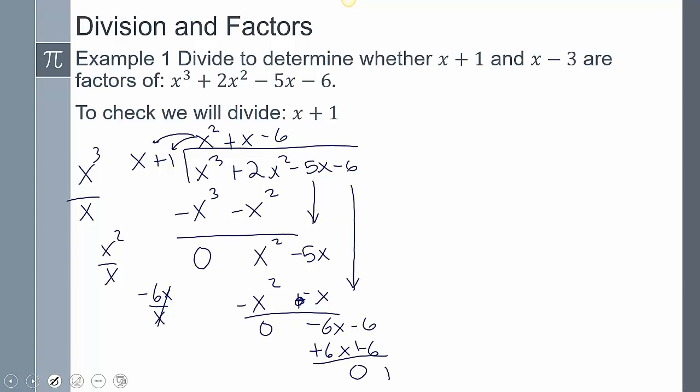So because my remainder is 0, I know that when I divided this, it's going to be a 0. Okay? Or if I know it's a 0, I can also determine that it's going to be a factor. So I know that x plus 1 is a factor.